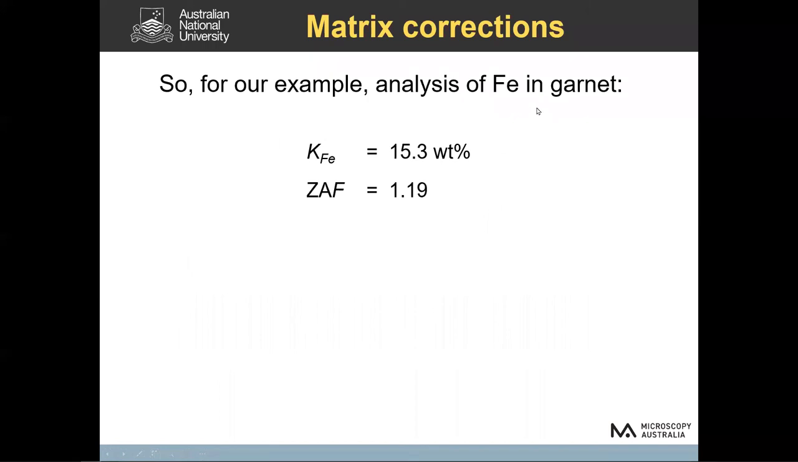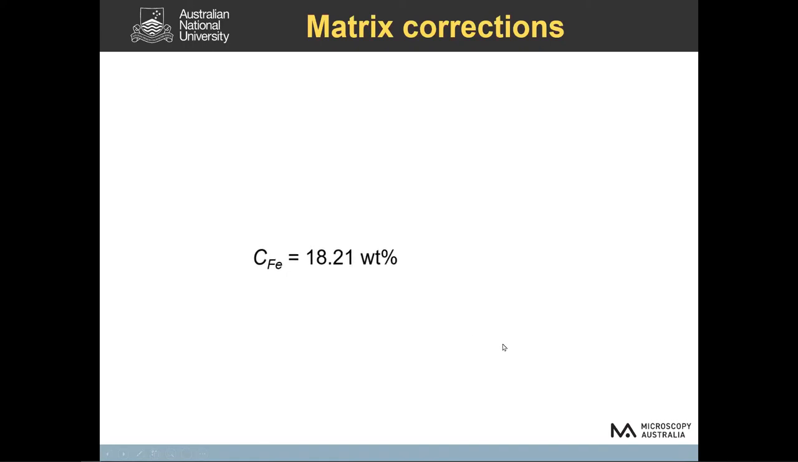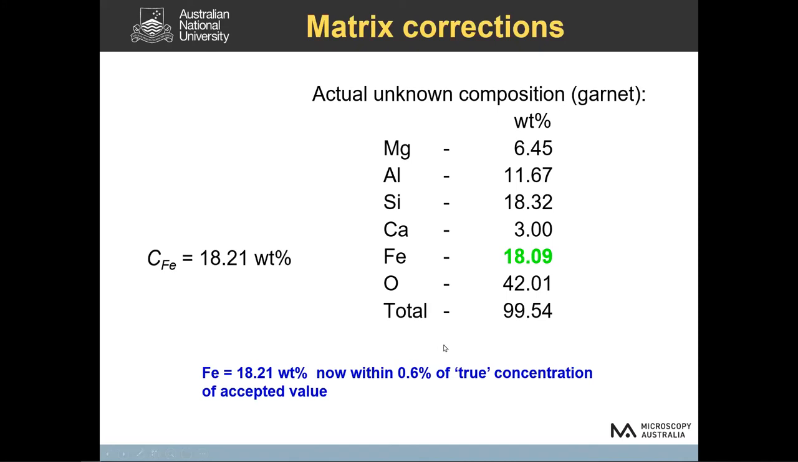In my example here, which I showed you before, of iron in a garnet, our initial estimate was 15.3. I won't go through the details, but it turns out the ZAF correction is about 1.19. If you multiply those together, in this case, your final concentration turns out to be 18.21. If we now compare that to the known composition, we're within 0.6% of the true accepted value. That approach is applied for all the other elements as well, to get the total weight percent concentration for all the elements.